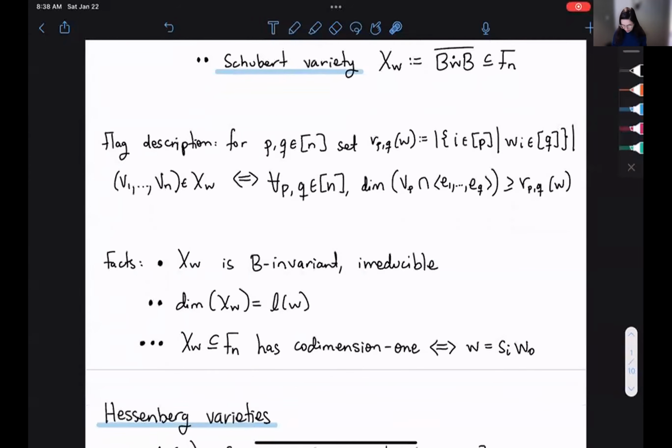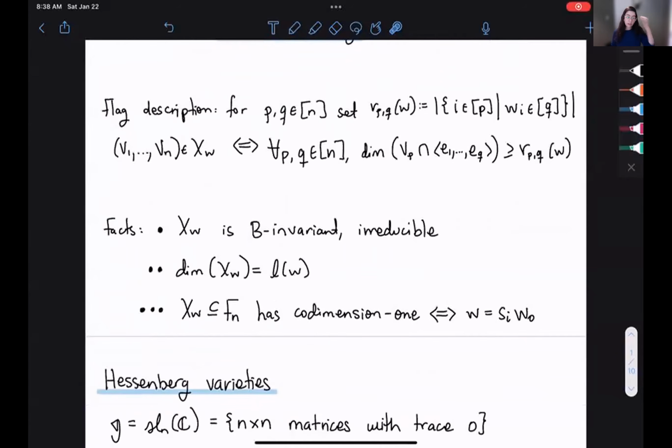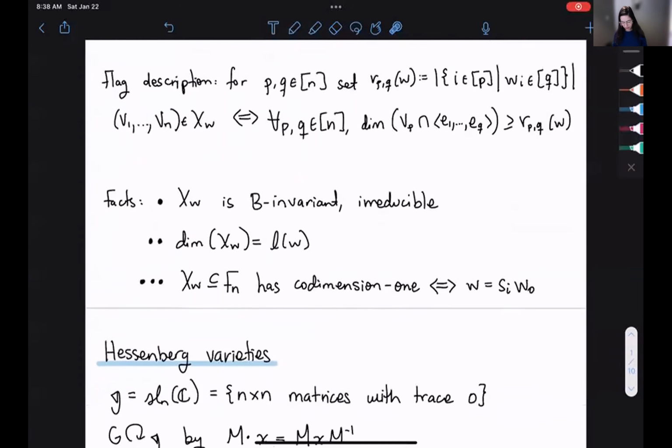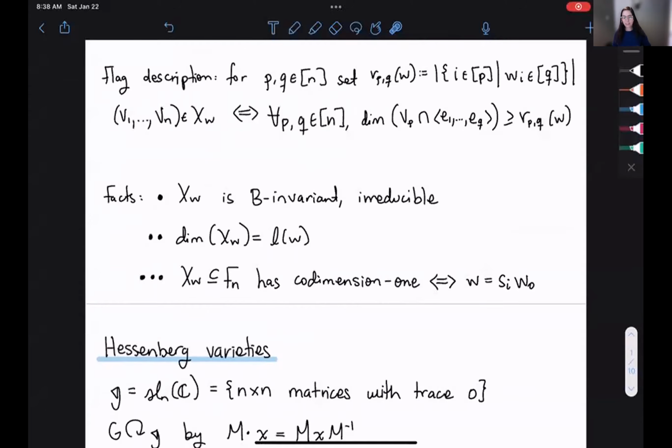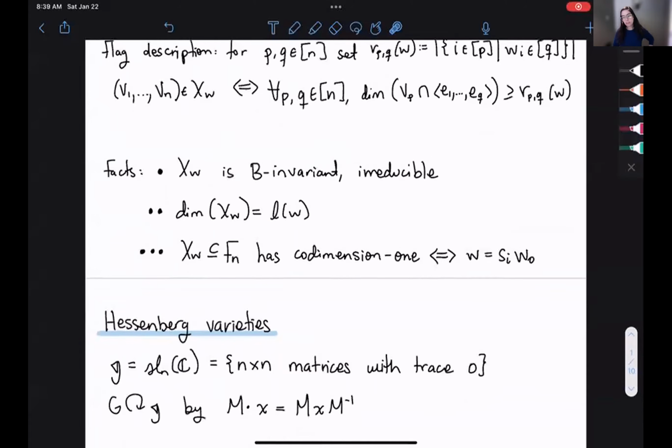Now, let me go ahead and start talking about Hessenberg varieties. For this part of the talk, I will change the definition towards the end, but for now I'm going to start with the Lie algebra of the special linear group. So it's just n by n matrices with trace 0. And we're going to have the adjoint action, or the adjoint representation, on this. So my group G acts on sl_n(C) by conjugation.